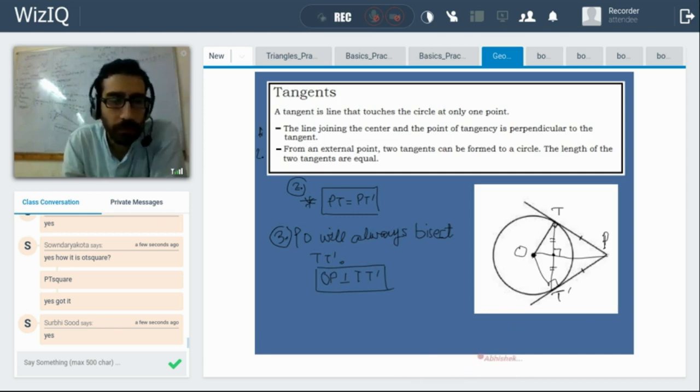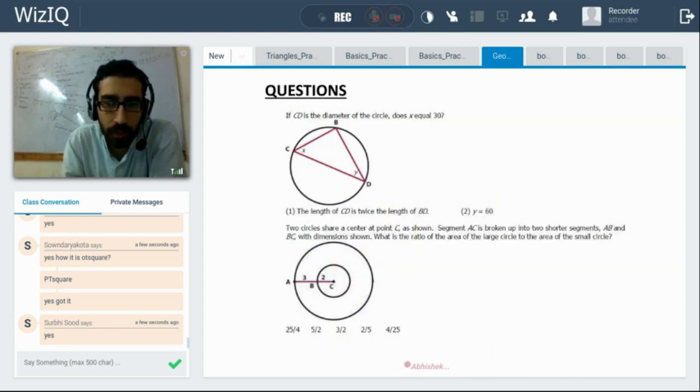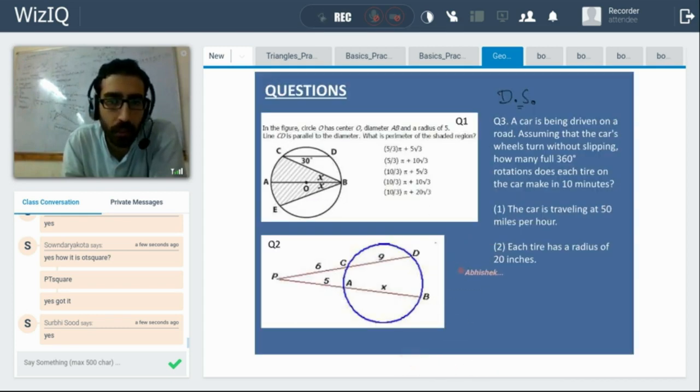Okay, maybe we can do a couple of questions on triangles right now. Why don't you have a look at the three questions here? Question number 3 is on data sufficiency. And thereafter, we do another couple of questions. Please try questions 1, 2, and 3.